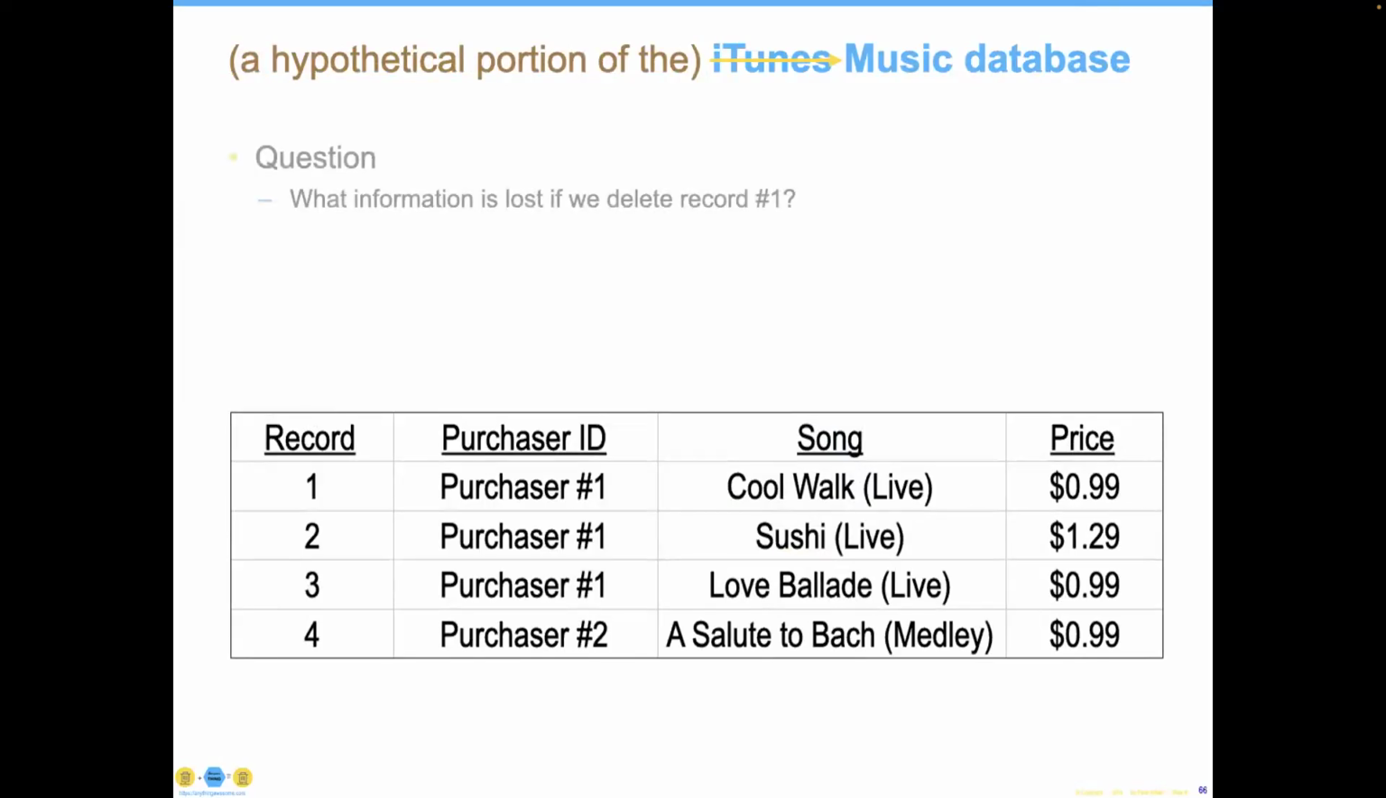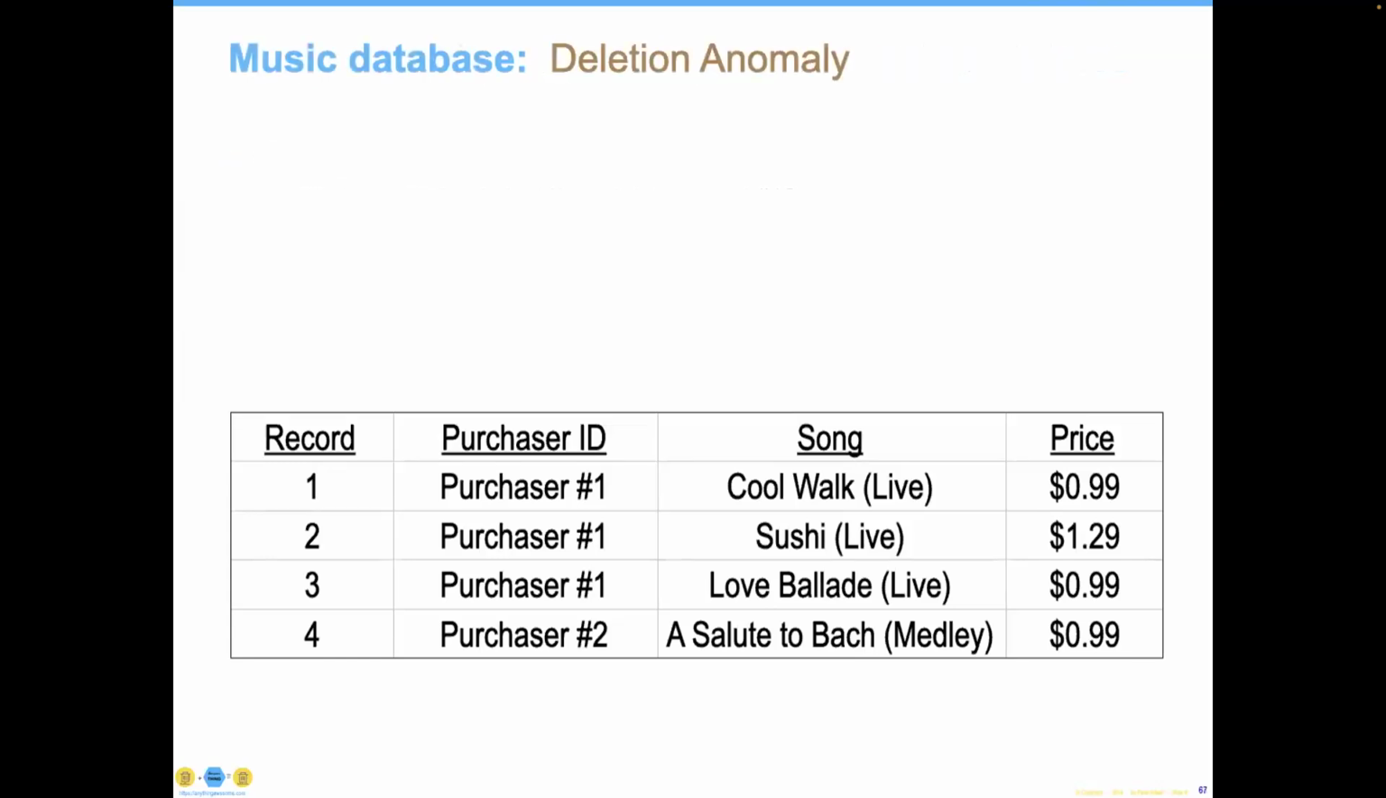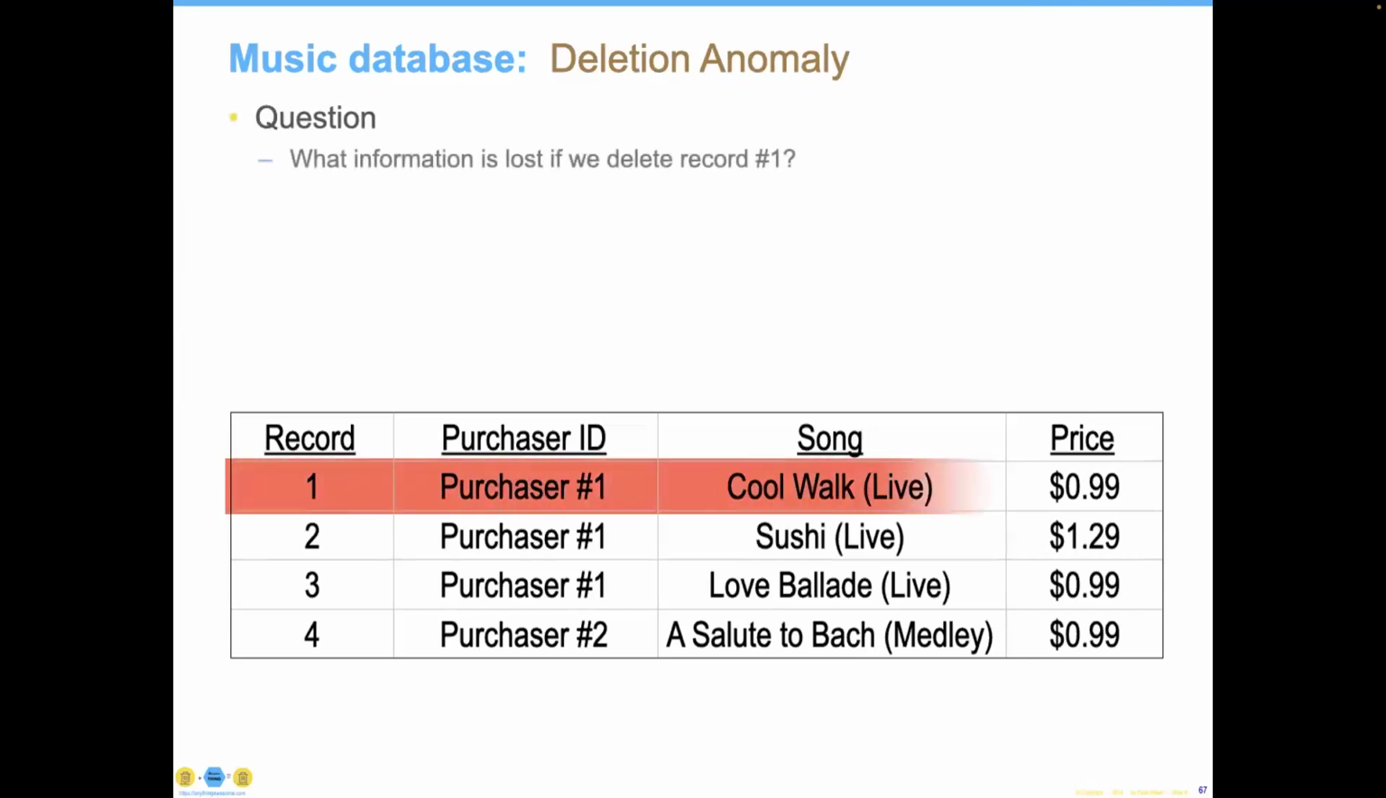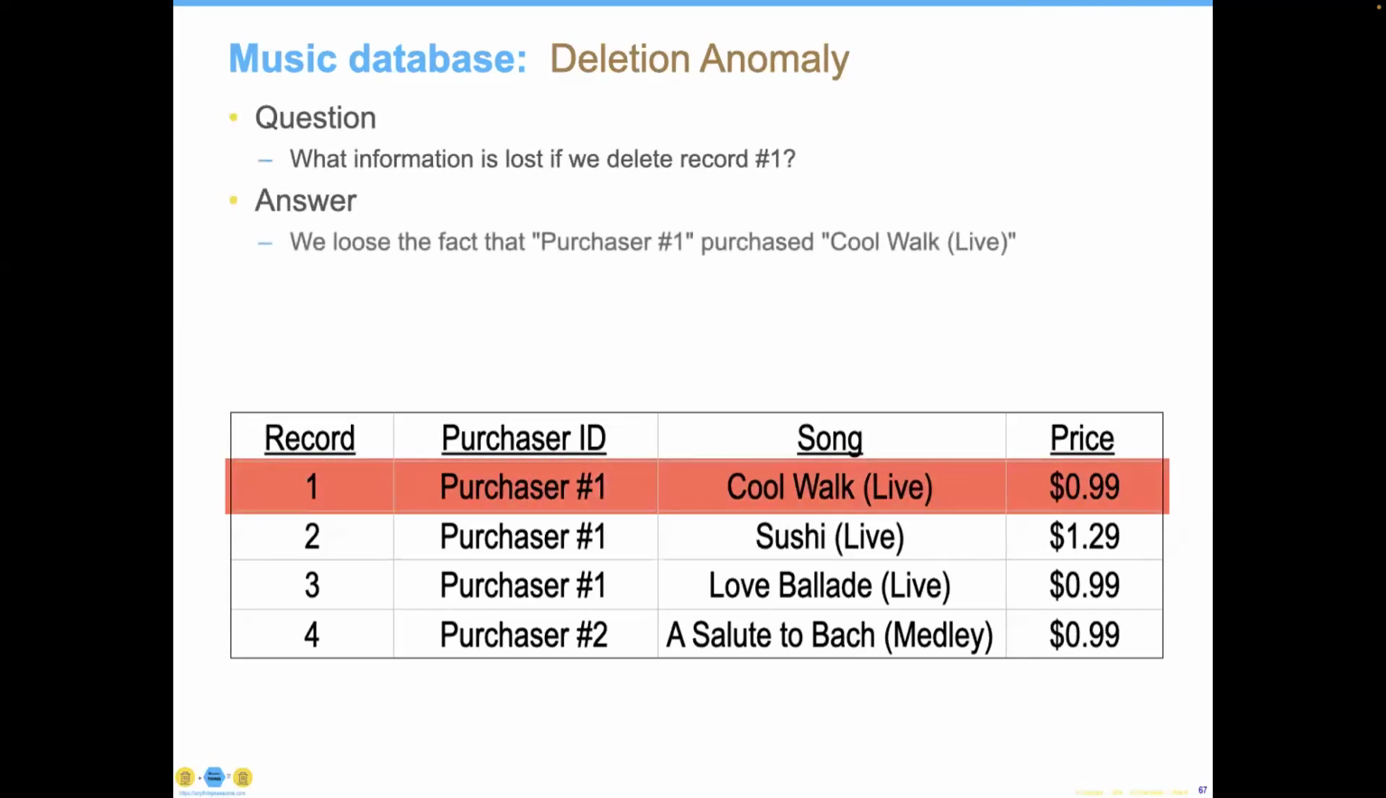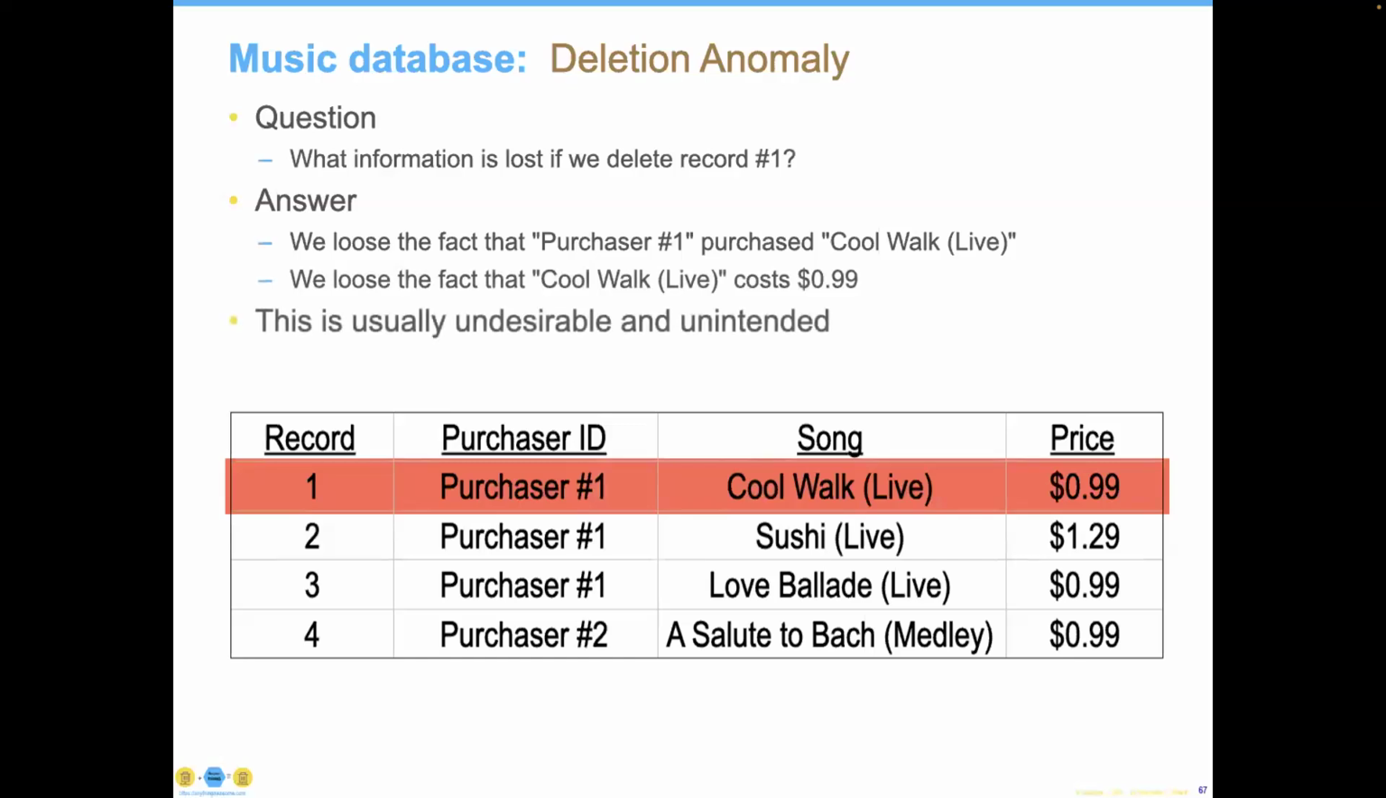It's now called Music. Here's a way you could have put the data together if somebody who was uneducated in data tried to do it. One piece of information might be lost, for example, if I lose record number 1. If I do that, it's what's called a deletion anomaly. That means that I've taken that record out, but I've also lost the fact that purchaser number 1 purchased a song called Cool Walk Live. Again, if that's the table that I have, that is the result. It may be unintended and undesirable.